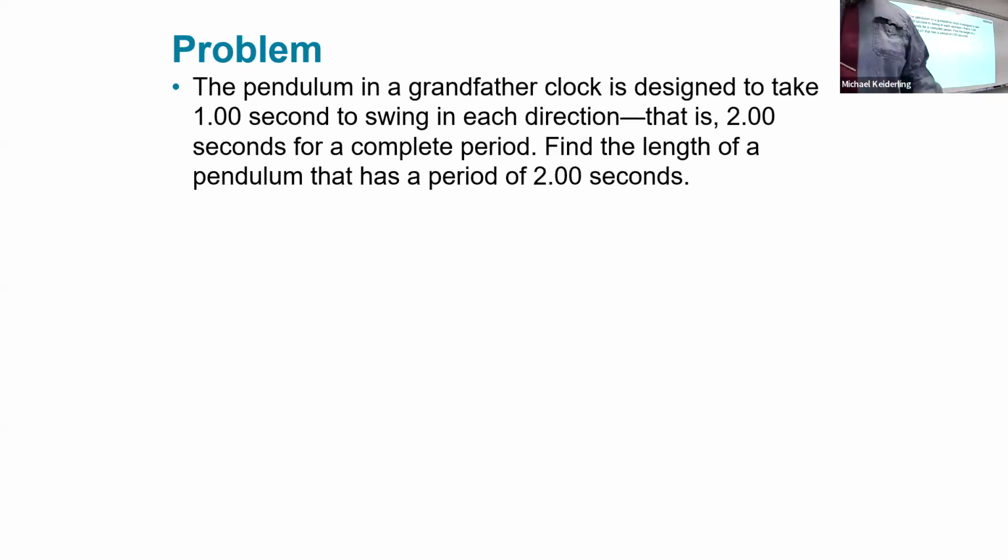So the pendulum in a grandfather clock is designed to take 1 second to swing in each direction. That is 2 seconds for a complete period. What is the length of a pendulum that has a period of 2 seconds?